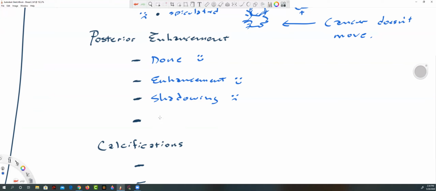Oh, and combined. So you have some enhancement, some shadowing. In other words, you probably have some solid, some cystic. And you know what? I don't even know what to say about that. That's just a nothing burger. It's certainly not as good as enhancement, but it's not as bad as distinct shadowing.